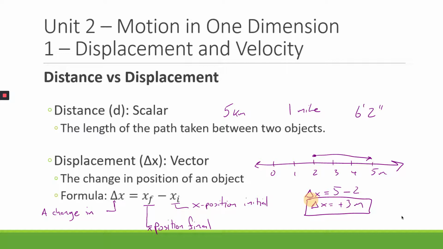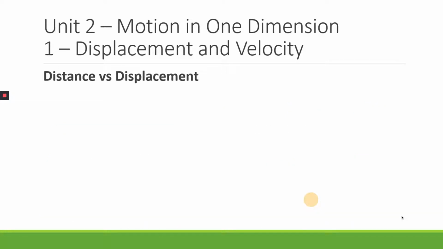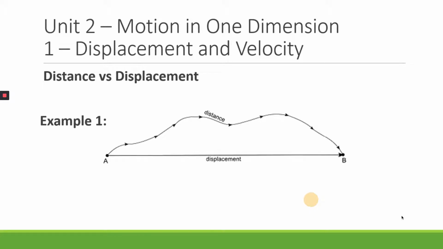Distance is going to look a bit different. It doesn't really care which way you moved. It just cares how far you moved. All right, let's see some examples. So here's our example 1. Now say you moved on this path.